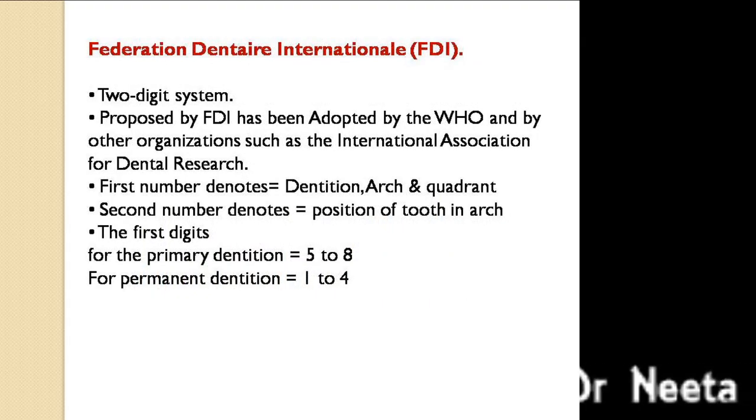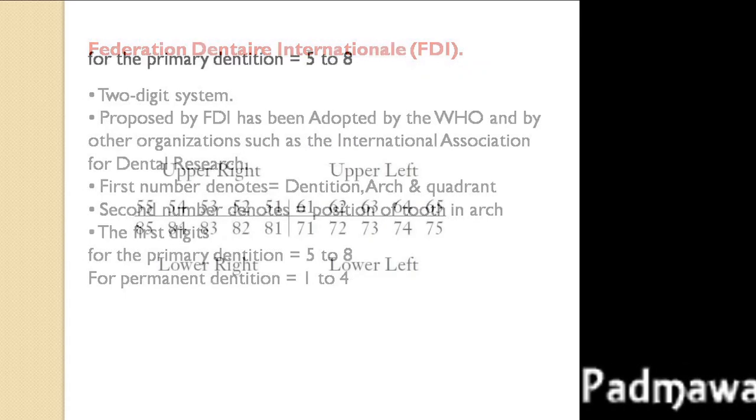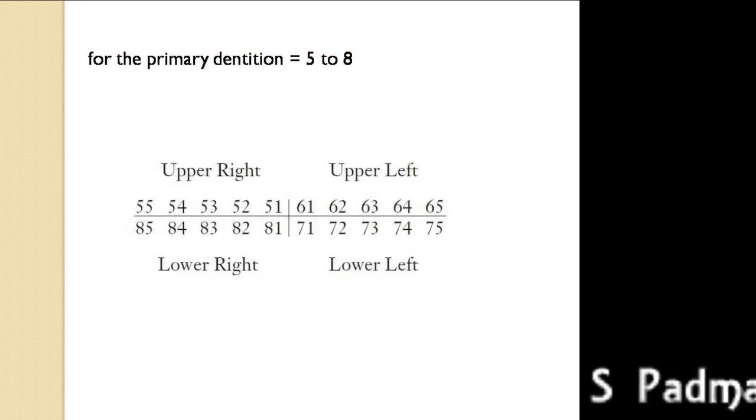Coming to your Federation Dentaire Internationale, it is also known as two-digit system. It is proposed by FDI and has been adopted by WHO and by other organizations. First number denotes dentition, arch and quadrant, and second number denotes the position of the tooth in the arch. For primary dentition, we use 5 to 8 as a first number, and for permanent 1 to 4 as a first number. So when I'm going to write, I don't have to draw these lines for permanent, though this diagram shows, but it should not be there.